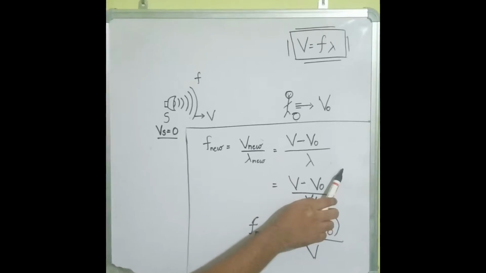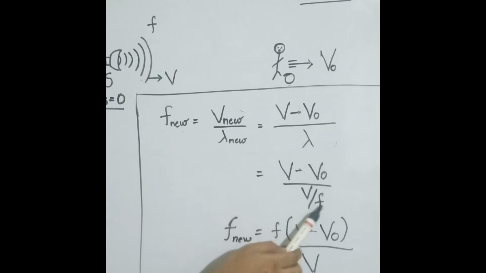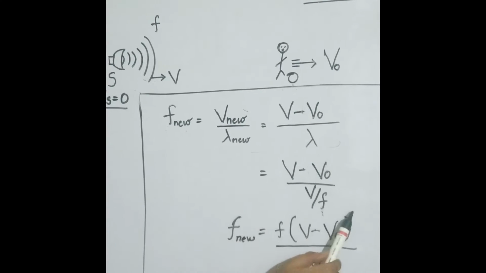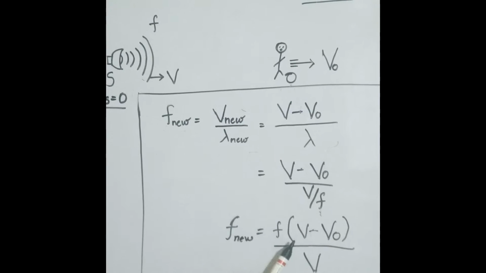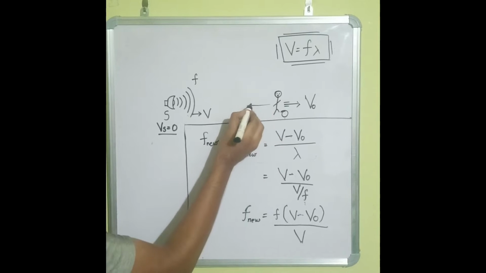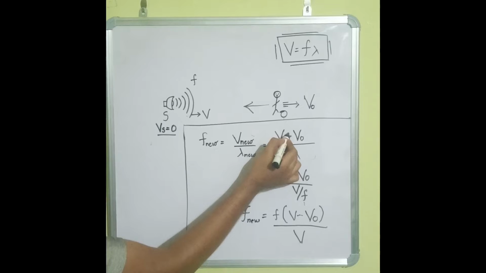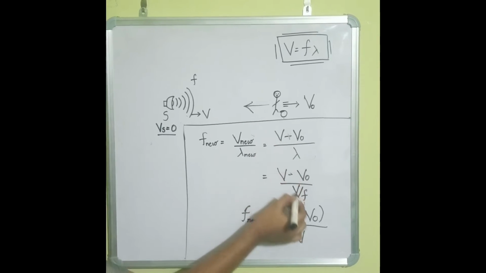Finally we got this. And again with the help of our umbrella formula, we can take lambda equal to v by f. By simplifying this, we got f' equal to f into (v minus vo) by v. What if the observer is moving towards the source? No problem. Just simply change the sign from minus to plus.